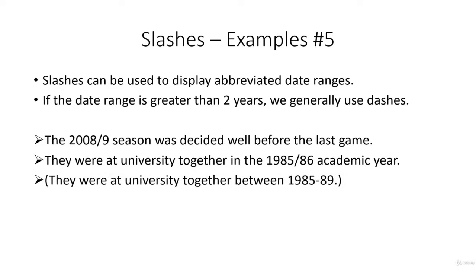Now, if they were together for a longer period of time, we would say they were at university together between 1985 to 89. Now, this is a greater than 2 year span, so we prefer a dash rather than a slash.